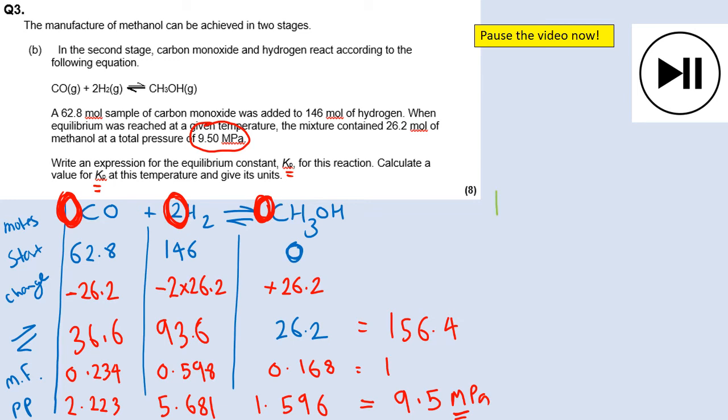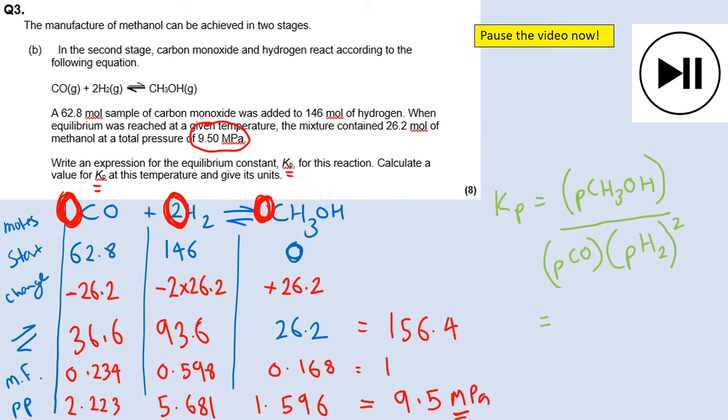So now I'm going to write my expression for Kp. My expression for Kp is equal to the partial pressure of CH3OH to the power of 1 divided by the partial pressure of CO to the power of 1 multiplied by the partial pressure of H2 squared. Okay, equals, well, let's get a numerical value there. I'm going to punch those in the calculator. I've got them down there, look.